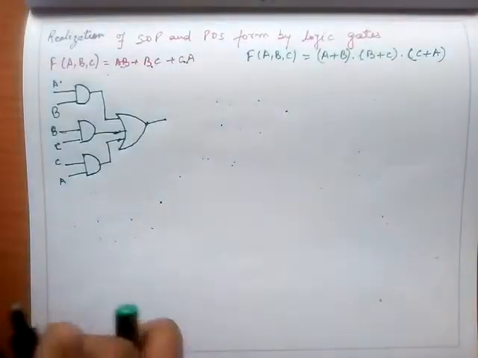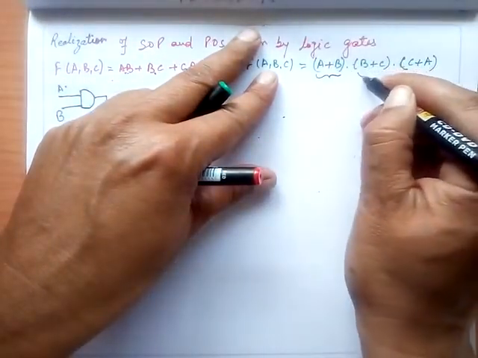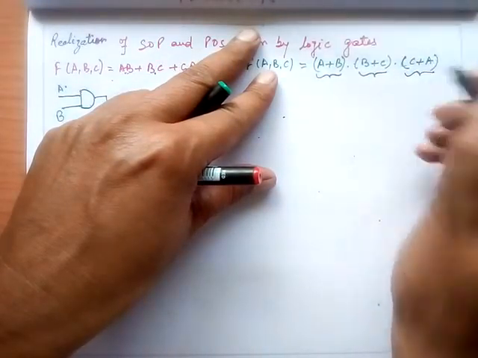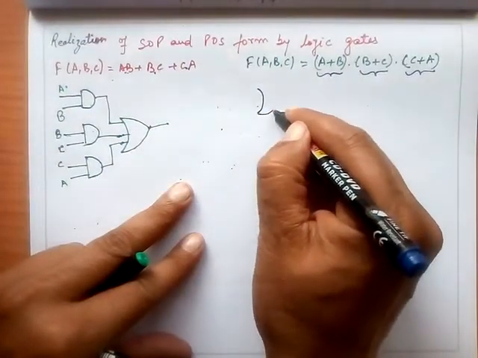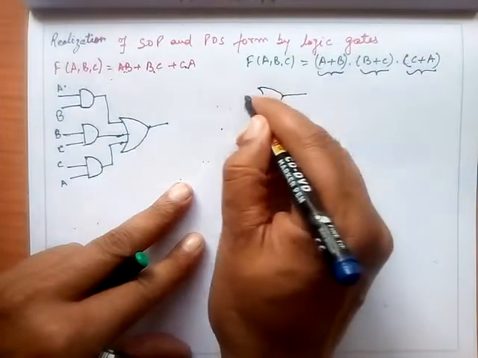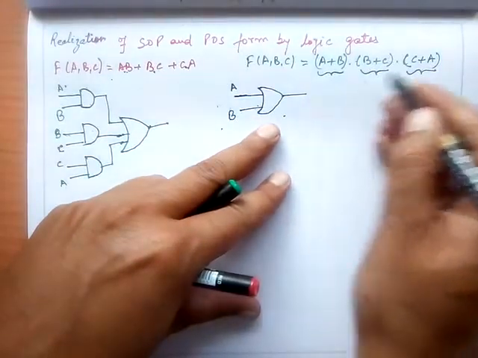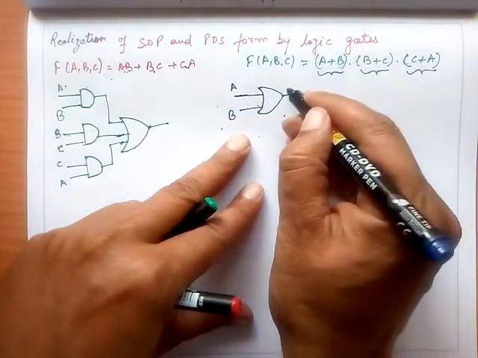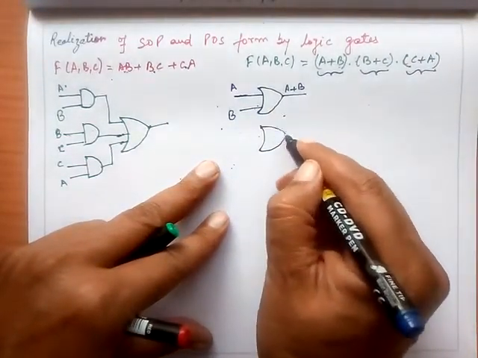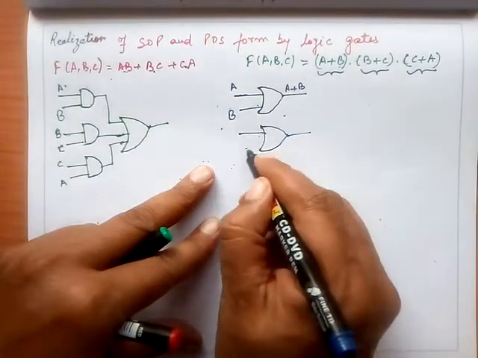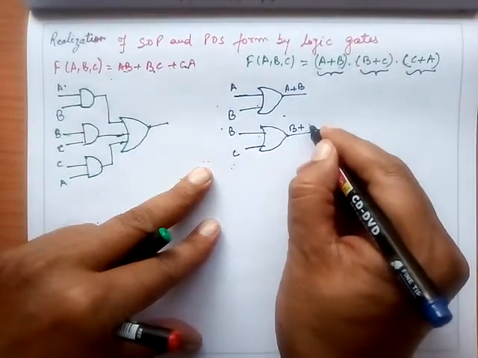Now for this particular function I need an OR gate. For this function I need another OR gate, and for this one another OR gate. So if I realize this, I need an OR gate for this A plus B. These are the 2 inputs, A and B. So here I will get A plus B. The output of the next stage I need B plus C, so I apply B here and C here. So the output at this stage is B plus C.